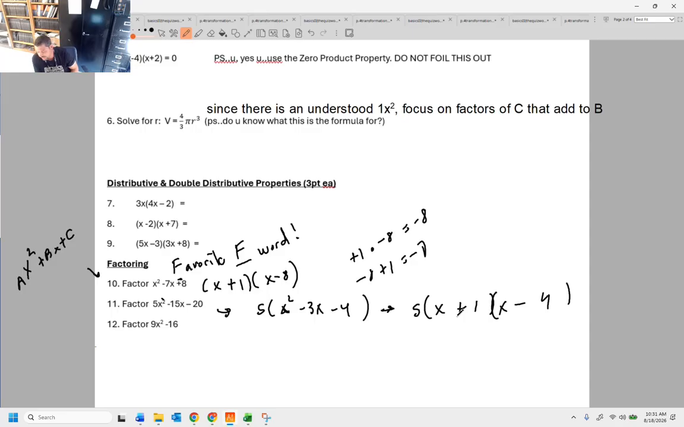Number 12 is unique. 12 is actually what we call a perfect square. I have talked about this in class. You can always add 0 to anything. You can. There's a pattern for these, but I'm not going to teach the pattern for a while. But if you throw that 0x in the middle and think about the foiling, you might get there. To make a 9x squared is probably going to be a 3x and a 3x, because 3 times 3 is 9, x times x is x squared. Factors of 16 that add to 0 are plus and minus 4.